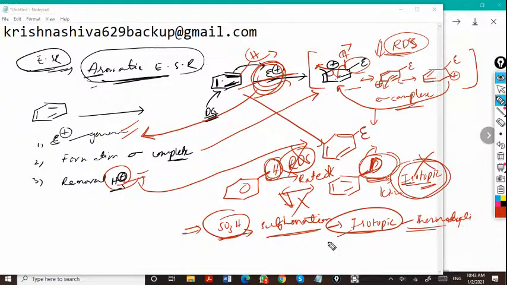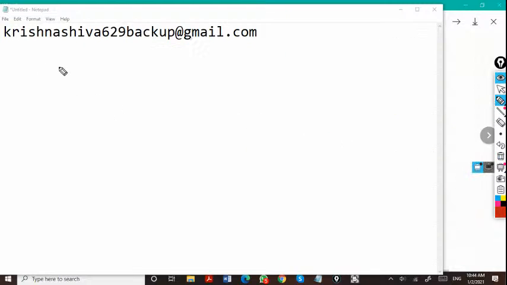In sulfonation we use heat conditions, temperature and pressure, so that sulfonation is feasible. So only in the sulfonation reaction will you have an isotopic effect. Other than sulfonation, there will not be any isotopic effect in electrophilic substitution reactions. So hope you understand. Now let's go to substituted aromatic systems.